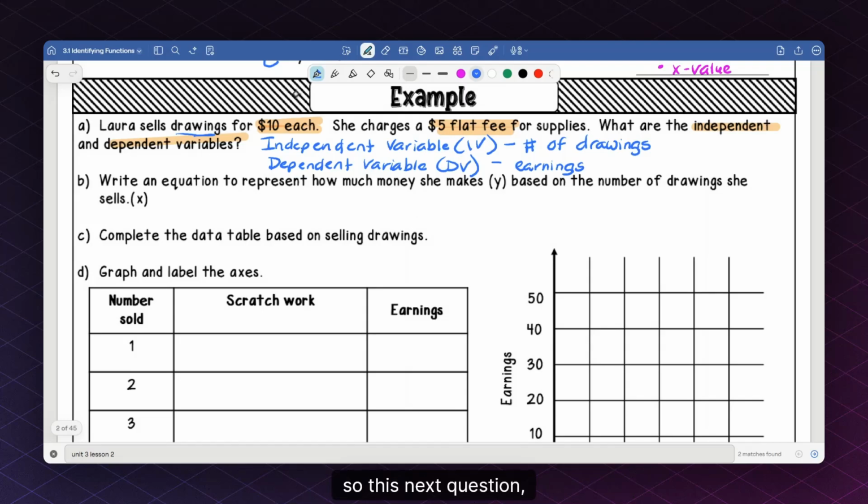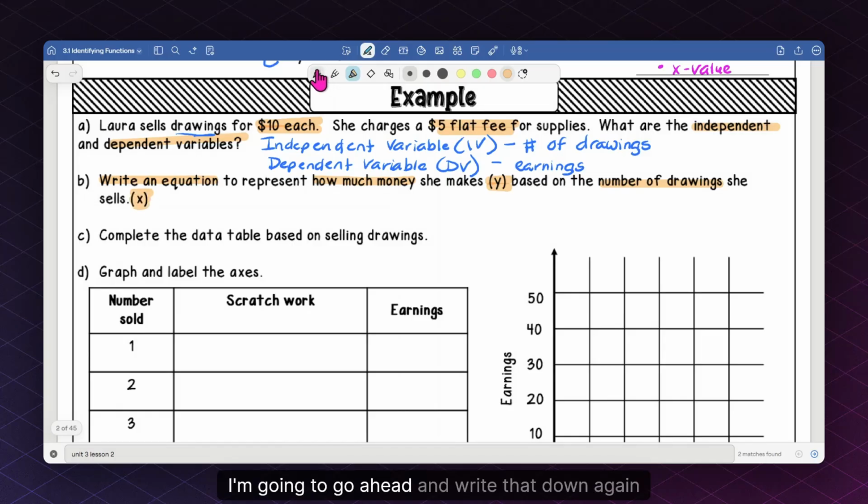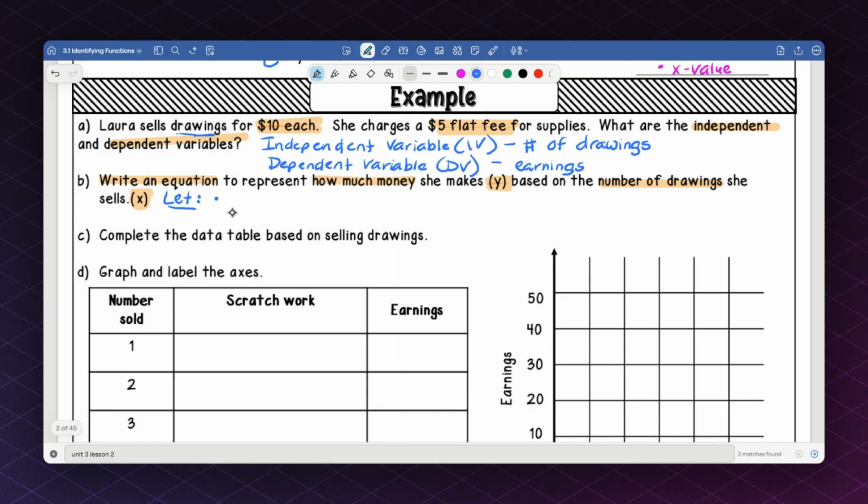Okay, so this next question is asking us to write an equation to represent how much money they make. So they told us that y is how much money, and then the number of drawings is going to be x. I'm going to go ahead and write that down again because part of math is being super organized in your thinking. And so we want to make sure that you're very organized with things. So this is called a let statement. So what we're going to do is I'm just going to define what my x is and what my y is. So my x, it told us what it is. It's going to be the number of drawings.